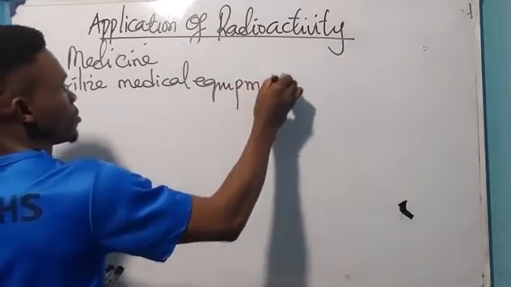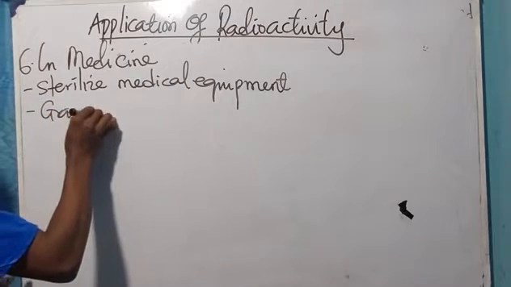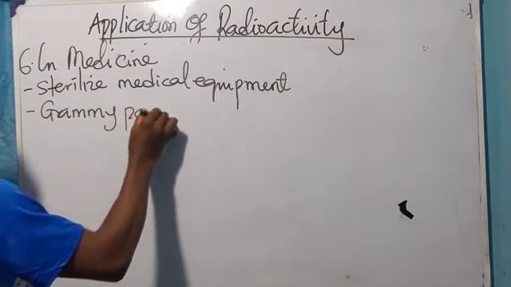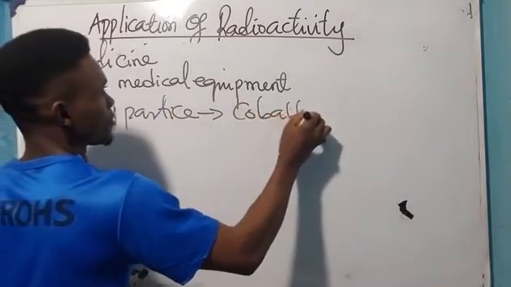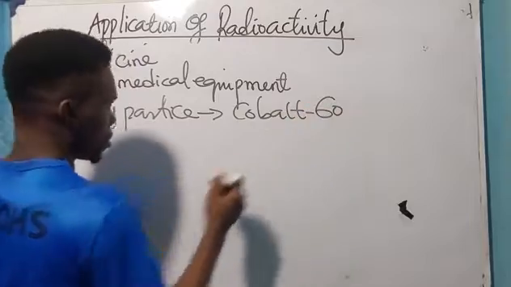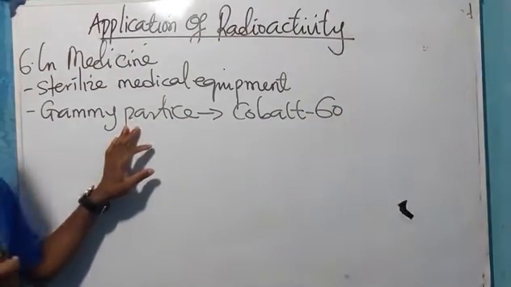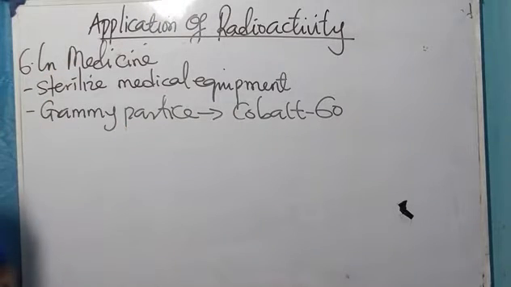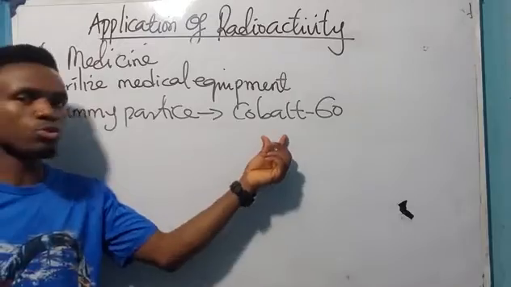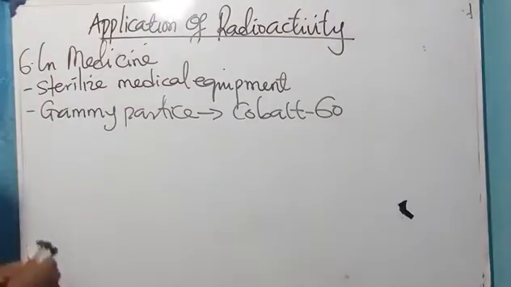Alright, gamma rays, gamma particle. Example of gamma particle is called cobalt 60. Cobalt 60 of gamma particle is specifically used to sterilize what? Medical equipment. Cobalt 60 is used to sterilize medical equipment. Take note of that.